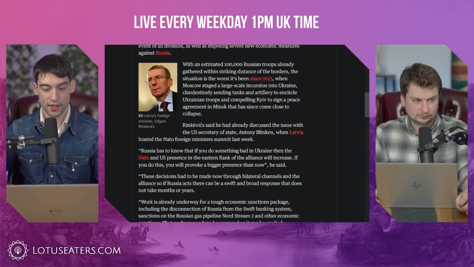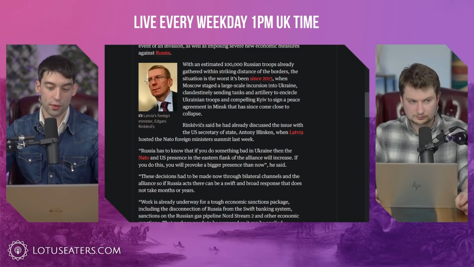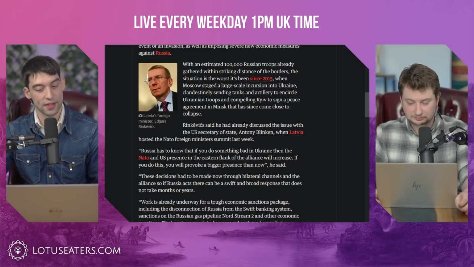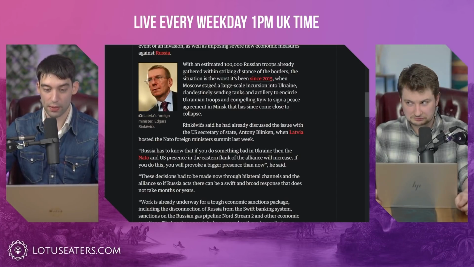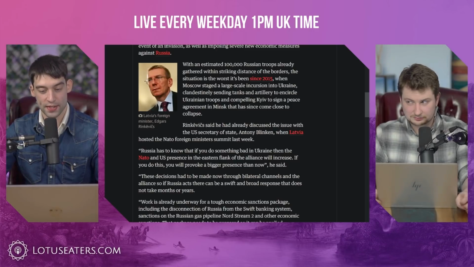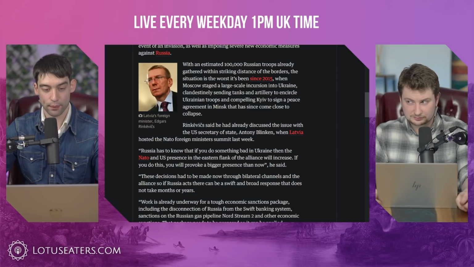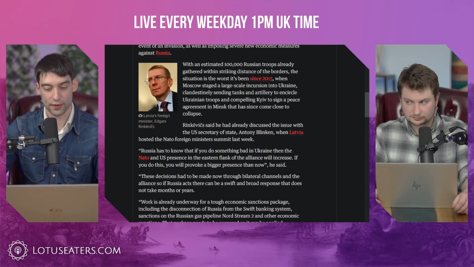Latvian Foreign Minister Rinkevich said work is already underway for a tough economic sanctions package, including the disconnection of Russia from the SWIFT banking system, sanctions on the Russian gas pipeline Nord Stream 2, and other economic sanctions. That package needs to be prepared so it can be applied reasonably quickly. We need to be able to target those who are helping Russia to get more revenues.